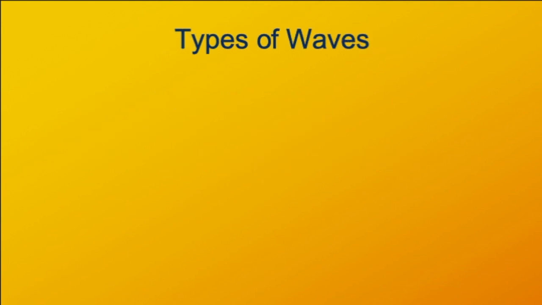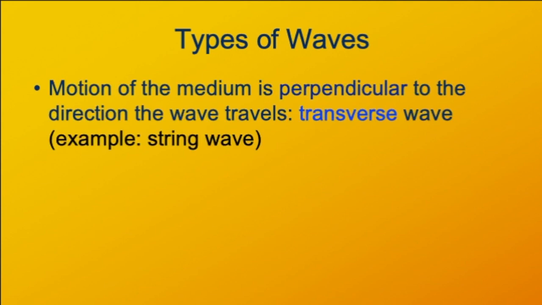The string wave and the slinky wave illustrate two limiting types of waves. The first is the transverse wave. This was like the wave in the string. In the transverse wave, the medium moved perpendicular to the direction of propagation of the wave. So, as I caused the rope to move up or down, the wave itself propagated along the rope, which was perpendicular to the direction of the actual motion of the rope.